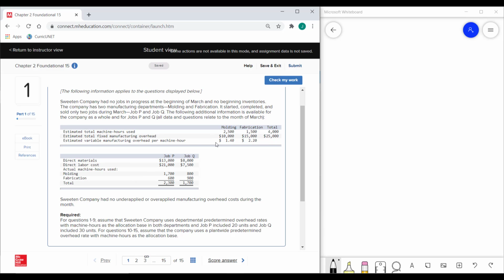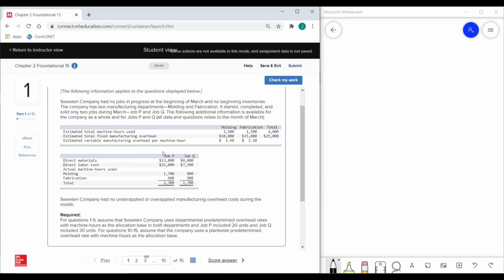So they break it down between the molding and the fabrication department. They tell us the estimated total machine hours that would need to be used in each department and in total as well, the estimated total fixed manufacturing overhead that they think would be incurred in each department during the month of March, and also the estimated variable manufacturing overhead per machine hour that would be incurred within each department in the month of March.